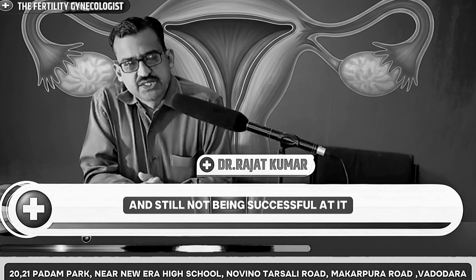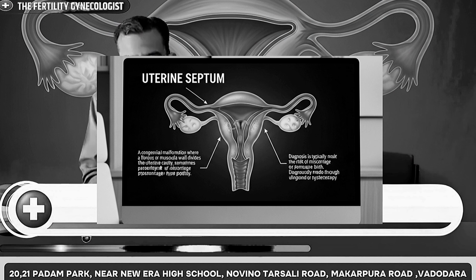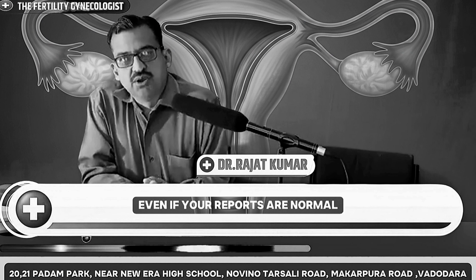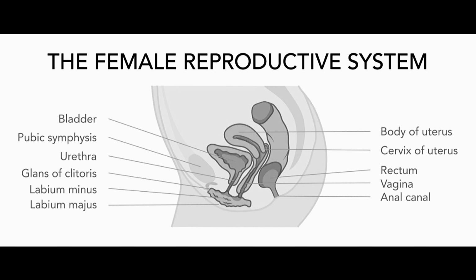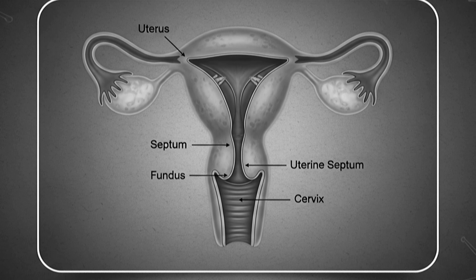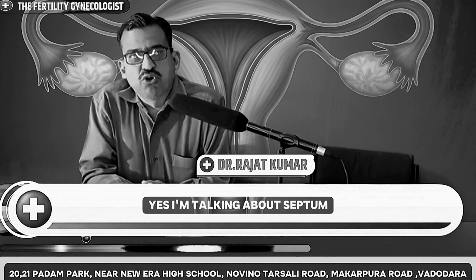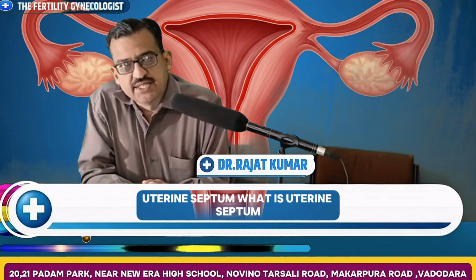Are you trying to conceive and still not being successful at it? Well, even if your reports are normal and you're not able to conceive, there might be something that you are born with and you don't even know about it. Yes, I'm talking about septum, uterine septum.